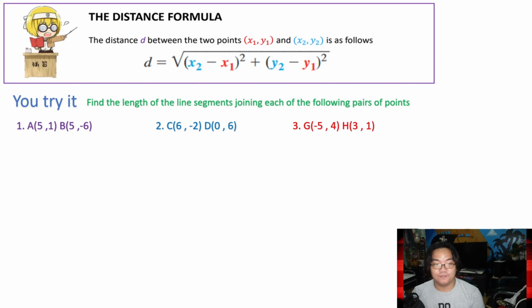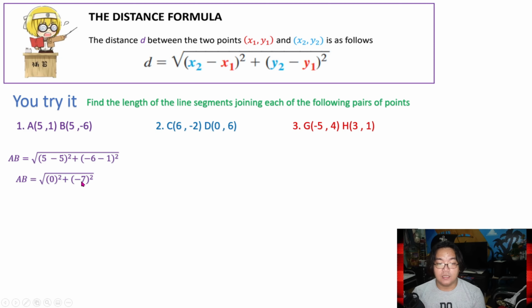Let's have another example. Find the length of the line segment joining each of the following points. Now I have here points A and B, C and D, and then G and H. In order for us to find the distance between A and B, we plug our coordinates into the distance formula. So we're going to have (5 minus 5), that's x sub 2 minus x sub 1, squared plus (negative 6 minus 1) squared. So do your arithmetic. We obtain 0 squared plus negative 6 minus 1, which is negative 7, squared, which will give us the square root of 49. Therefore, the distance between point A and point B is 7.